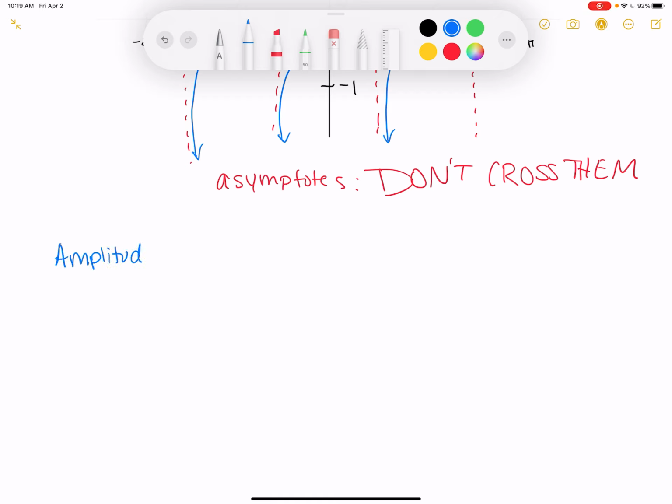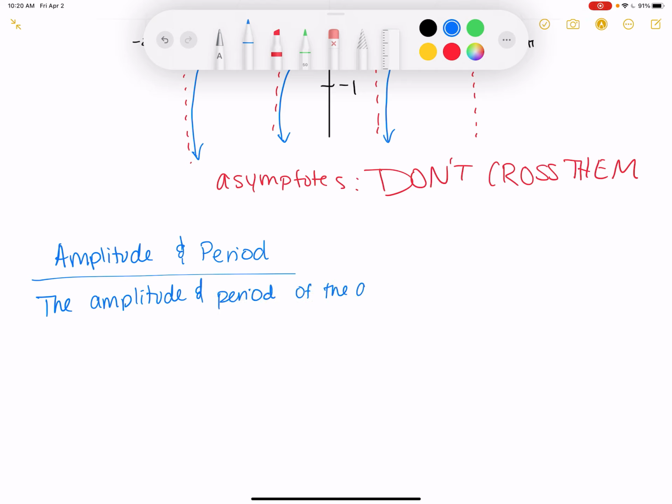Amplitude and period. This is going to be for sine and cosine. Isn't amplitude like a sound, like when you hear something? Yes, because its waves are sinusoidal. Oh, wow, that's actually kind of cool. Period. Wait, they're sine or what? Sinusoidal. They're a sine wave, like a sine graph.